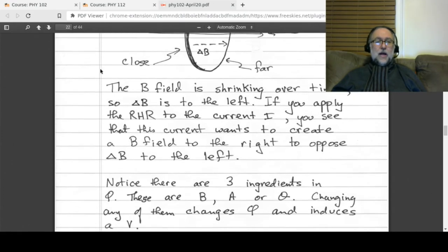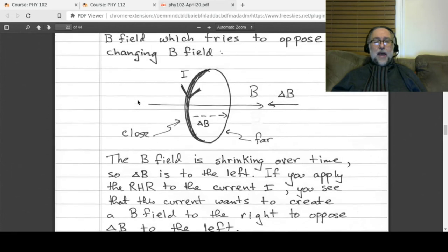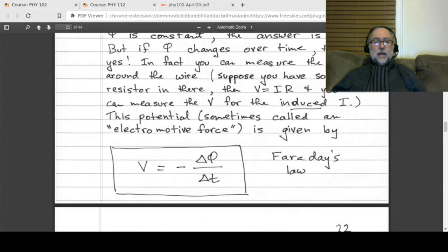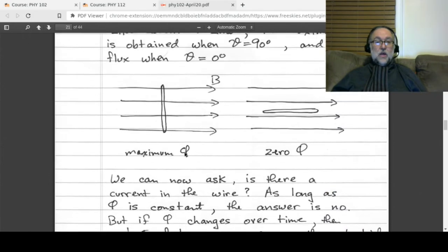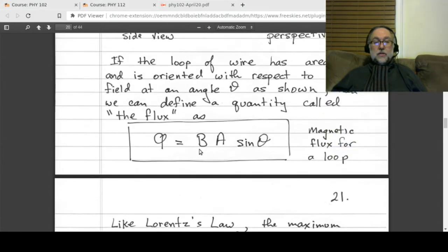This is known as Faraday's law. And let's go back up here to Faraday's law again. Technically speaking, I've been saying the B field change, but it's not so much the B field that has to change to create a potential. It's this flux that has to change. And there's three things that go into calculating the flux. What are they? Well, there's the magnetic field, there's A, and there's theta. And so you can change your flux by changing B, or you can change your flux by changing A, or you can change your flux by changing theta.